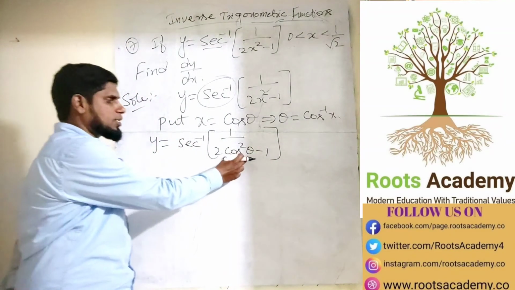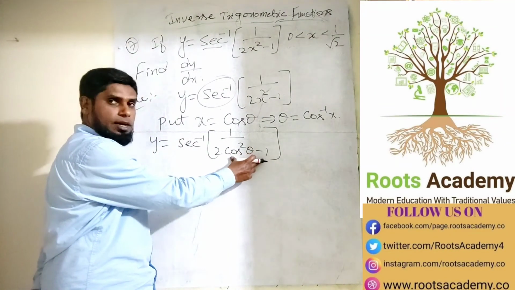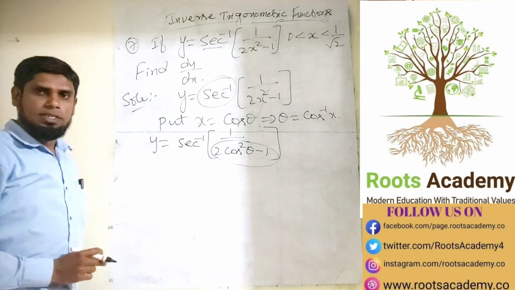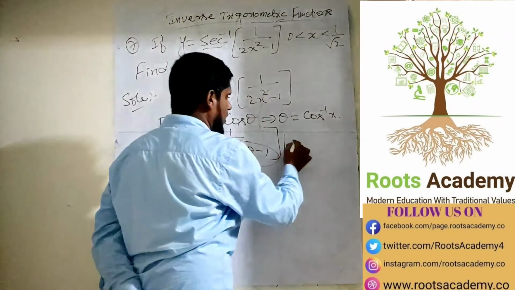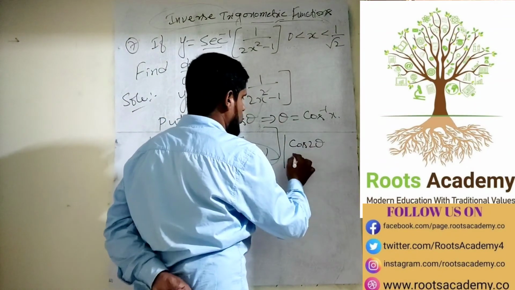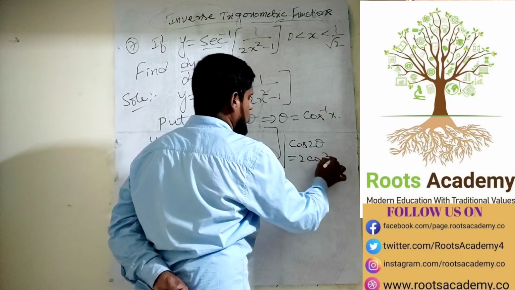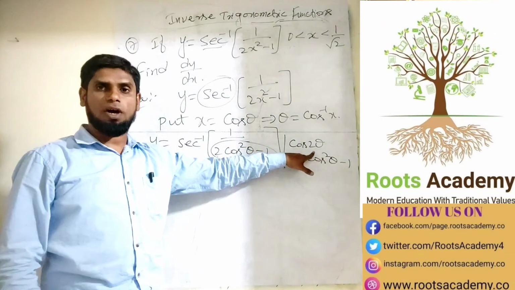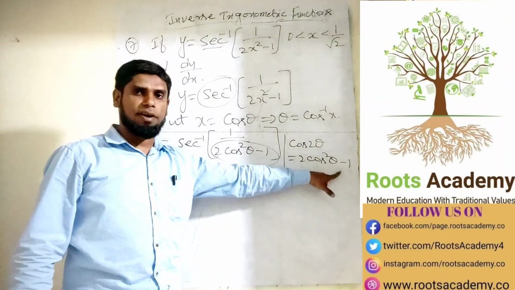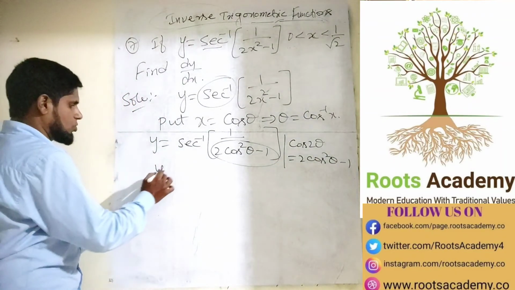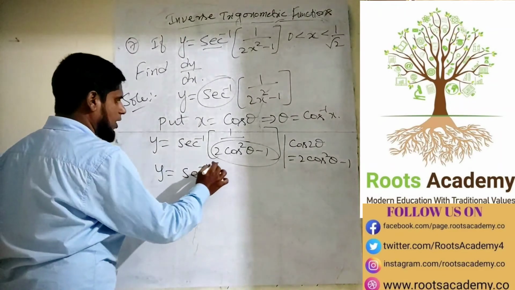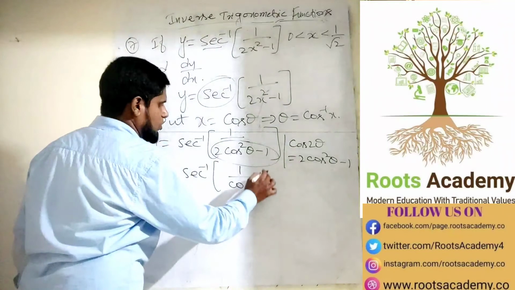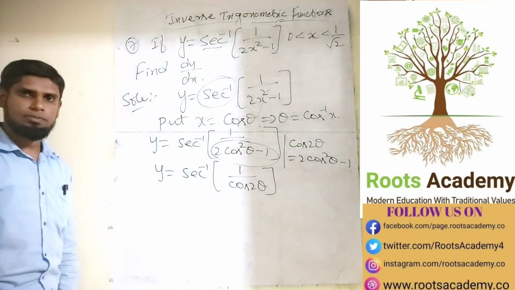This, the denominator, I got as the second formula of cos 2 theta. Cos 2 theta is equal to 2 cos square theta minus 1. Cos 2 theta has 4 formulas, but this one is the second one. So y is equal to secant inverse of 1 divided by cos 2 theta.